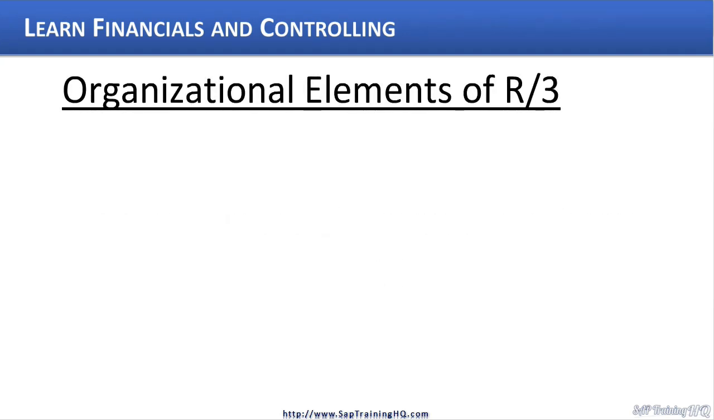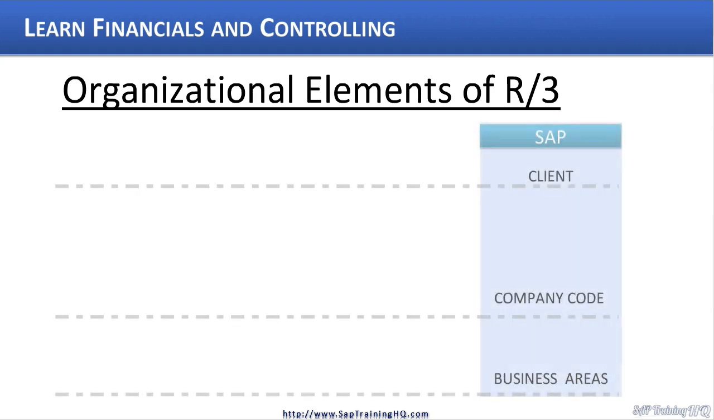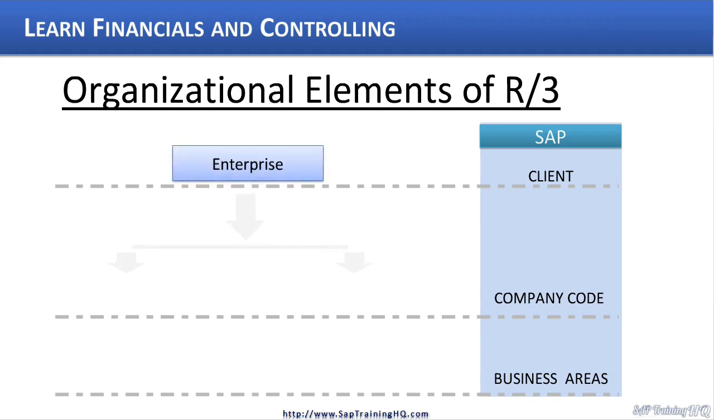So first of all, let's have a look at the organizational elements of R3. Now, in an SAP application, organizational units form the basis of an enterprise structure. An organizational unit handles a specific business function. And as you can see on this slide, in the SAP R3 hierarchy, the client is regarded as the highest level element for all organizational units. And a client may represent an enterprise with several subsidiaries.